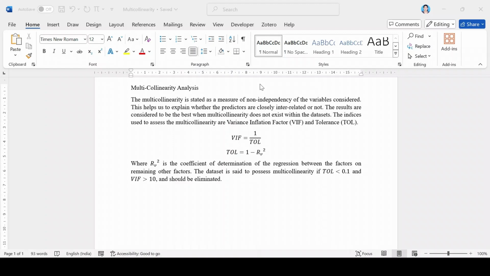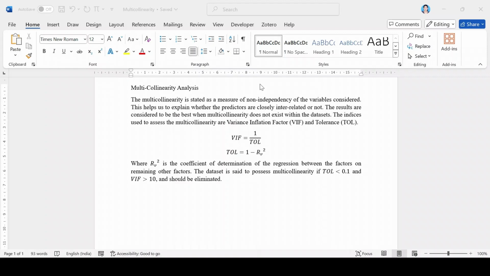Now, these chosen variables might be so interrelated that the model will be an overfit. That's why we always say y is the dependent variable and all the xi's are the independent variables. Multicollinearity is a measure of this non-independence of the variables considered, and it helps us explain whether the predictors are closely interrelated or not. The results are considered best when multicollinearity does not exist within the datasets.